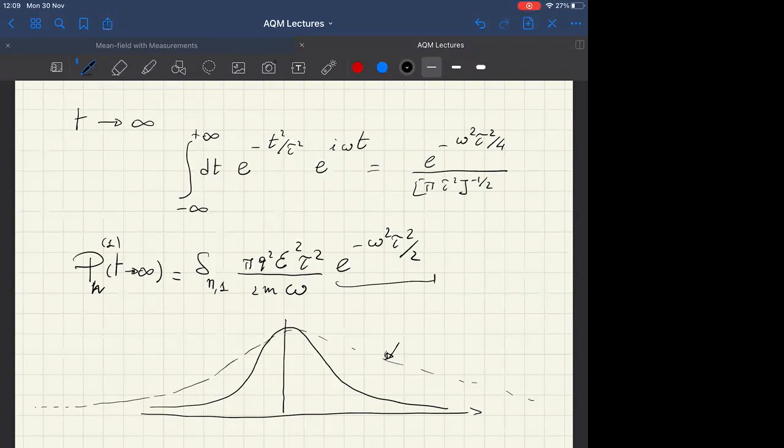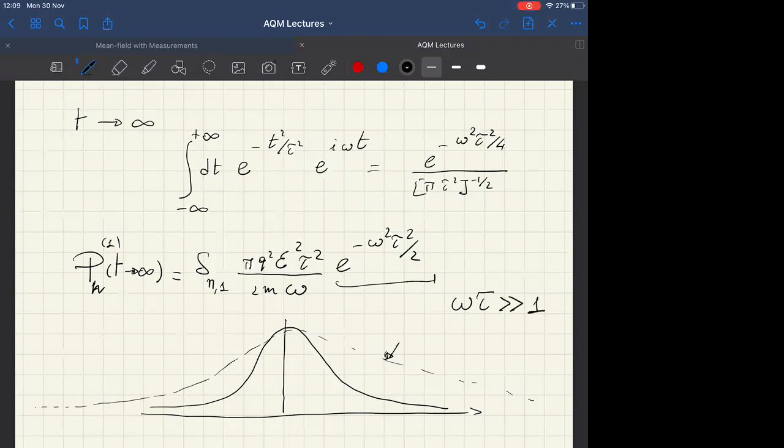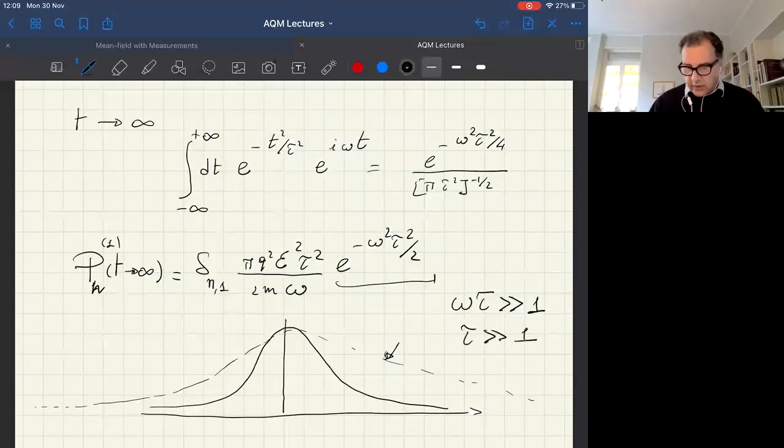Why do you compare tau to 1 over omega? Because in order to have this exponential go to 0, I need omega tau, forget about the 2, to be much larger than 1. So I always have to compare tau to 1 over omega. 1 over omega is the natural time scale of the oscillator and fixes a time scale. Tau is a time scale which belongs to the external perturbation.